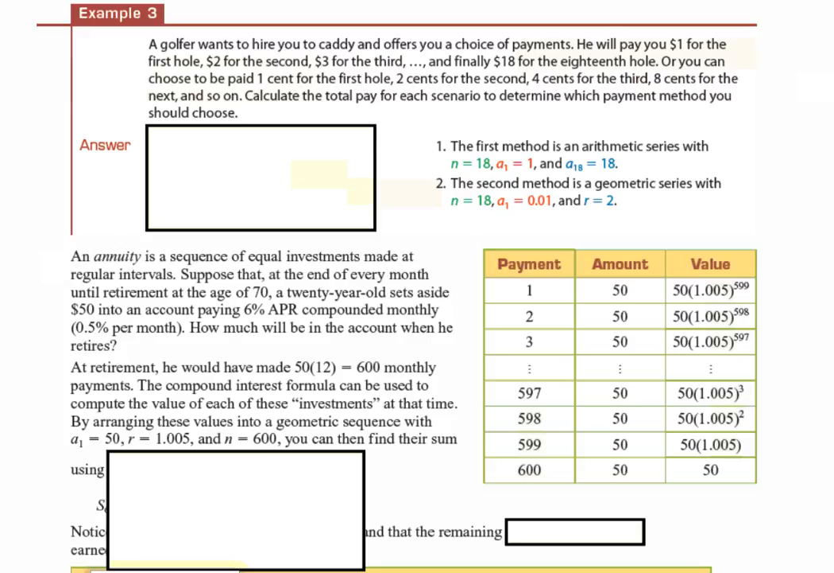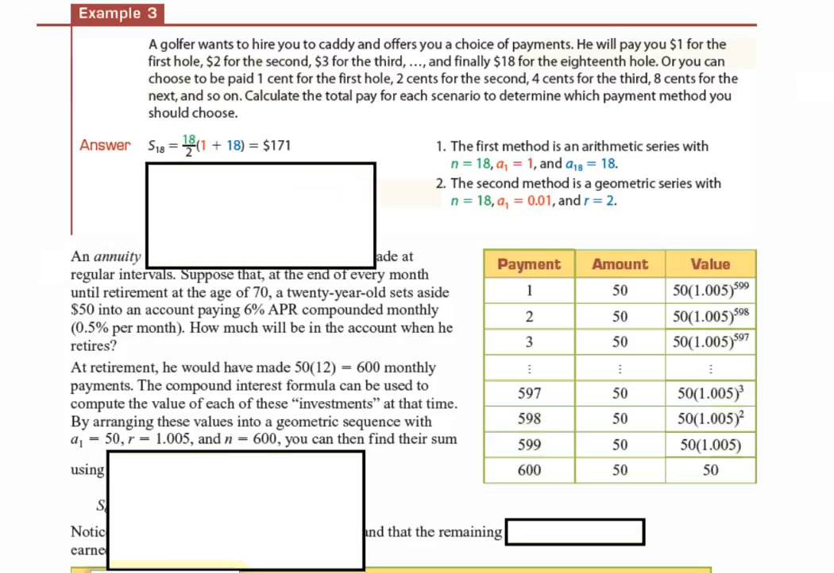Well, the first system is an arithmetic sequence, right? Because you're going $1 and then $2, so you're figuring out the d value, and we're summing up the first 18. So arithmetic sequence in the first case: $1 plus $2 plus $3 plus $4 plus $5, d value of 1, and you're going all the way through, and your pay would have been $171. Not bad. You wouldn't mind caddying for that.